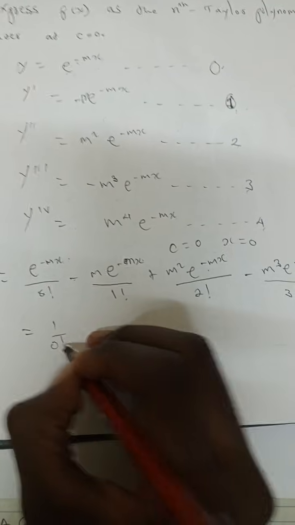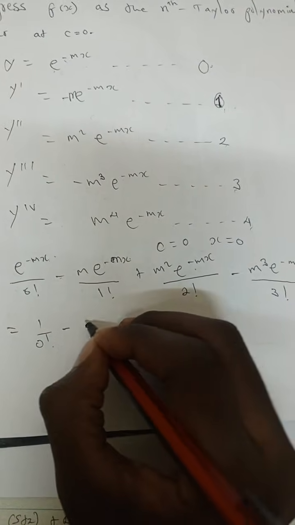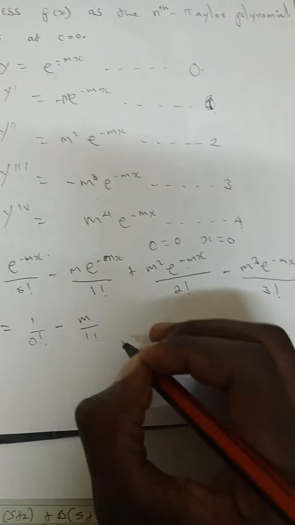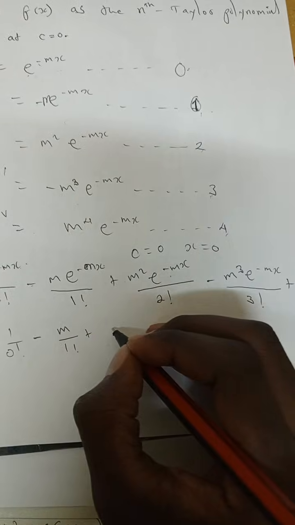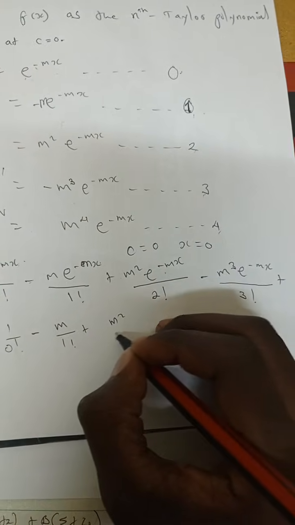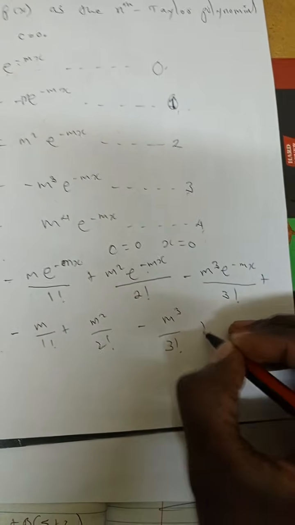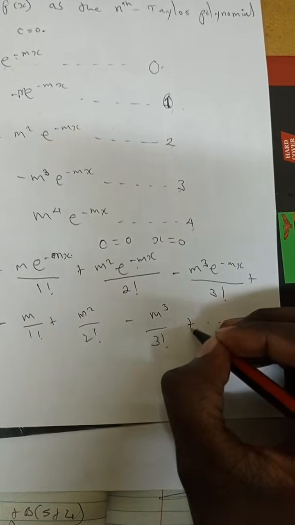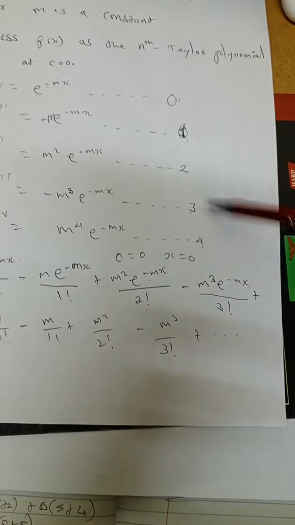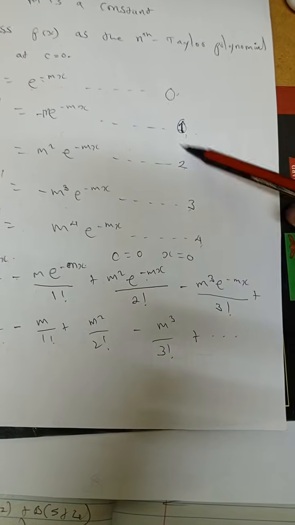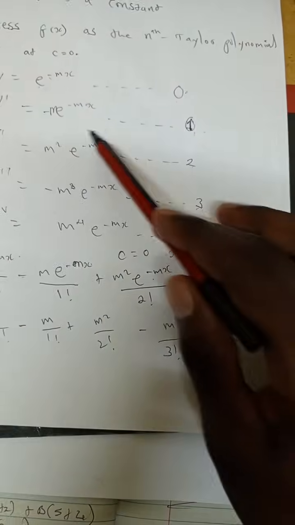1 over 0 factorial minus m over 1 factorial plus m squared over 2 factorial minus m cubed over 3 factorial. Then I'm supposed to have a plus. It keeps on going. It's an endless list. Now, for these numbers which we have, I'm going to raise them as the powers of x. So have x to the power 0 multiplied by that, x to the power 1, x to the power 2, and so on and so forth.